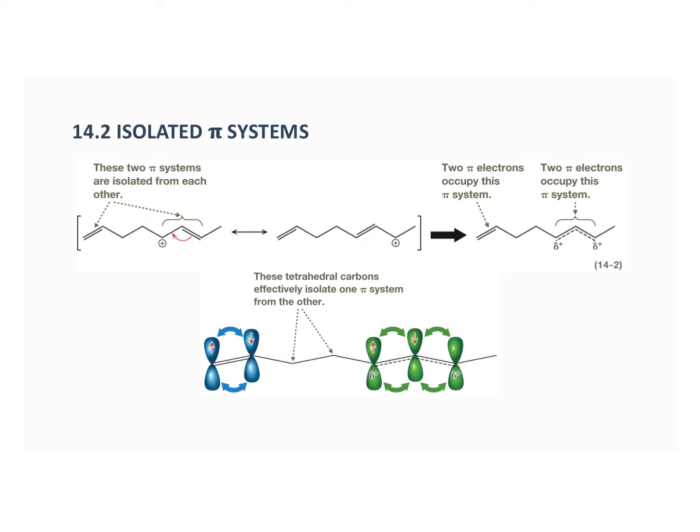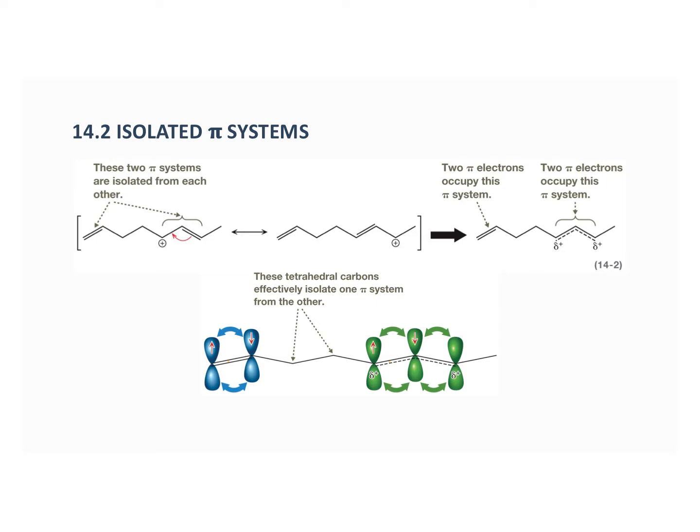So each species that we examined in the previous screencast has a single pi system, but more than one pi system can appear in the same species. And so we have an example shown here. One pi system is the terminal carbon-carbon bond on the left of the species, and then the other pi system involves the C plus and the carbon-carbon double bond on the right. Now, effectively, these two pi systems are isolated from each other.